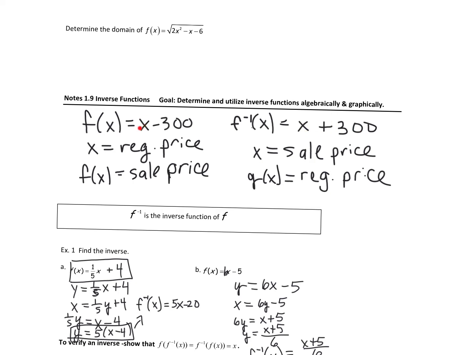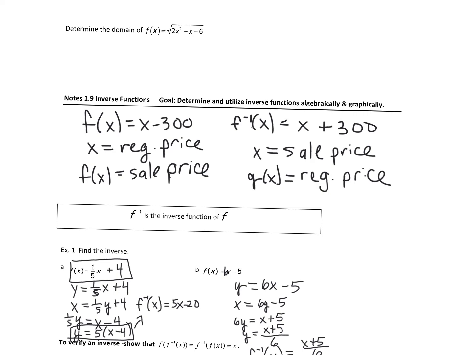X plus 300, plug it into x, so I'd have x plus 300 minus 300. The 300s cancel, you're left with x. Let's do the same here. Let's take this and insert it into there. X minus 300 into there will give you x minus 300 plus 300. The 300s cancel and we're left with x, so it works.